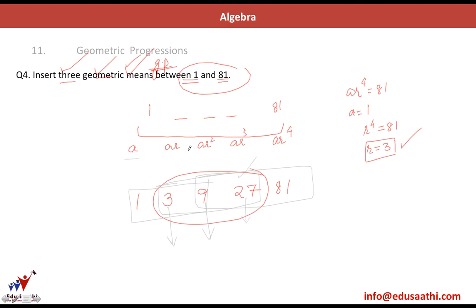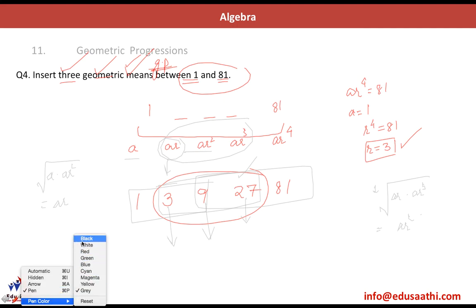So if you look at a and ar square, the geometric mean is ar. If you multiply a and ar square and take a square root, what you get is ar, which is their geometric mean. If you take ar and ar cube and take their square root, you get their geometric mean, which is ar square. So this is how you insert geometric means between the set of values that you have.